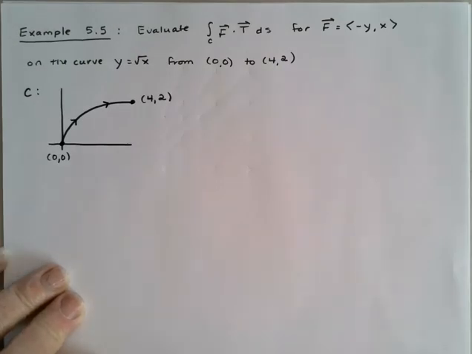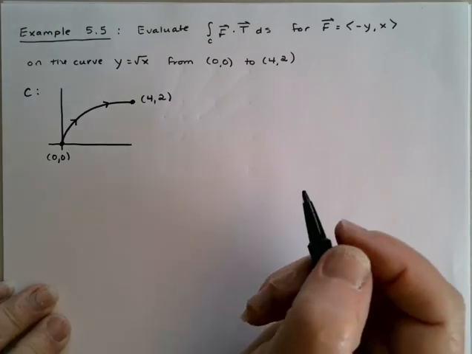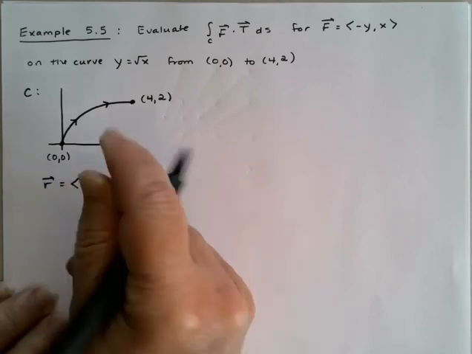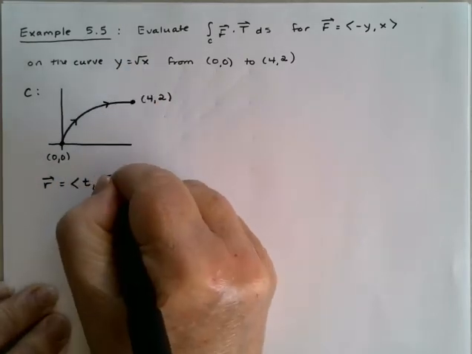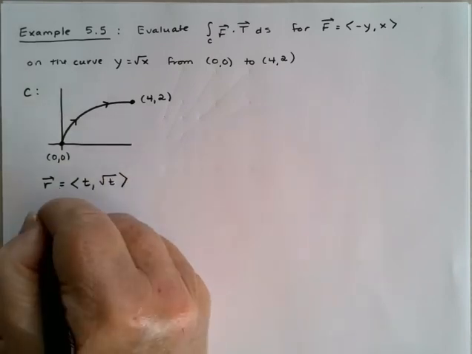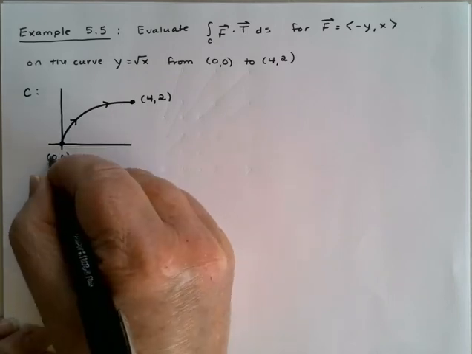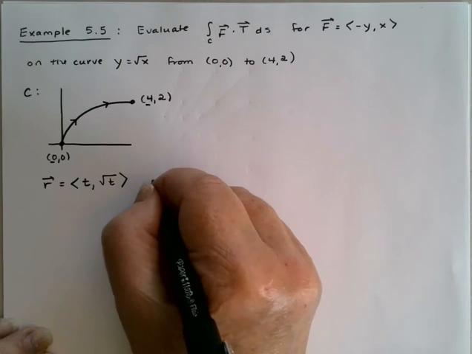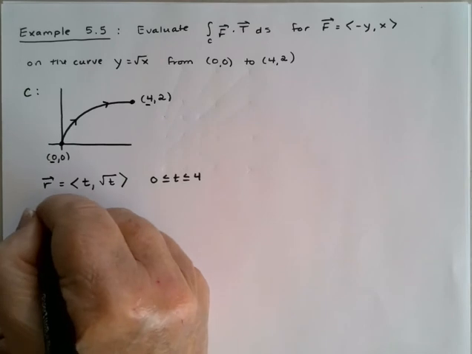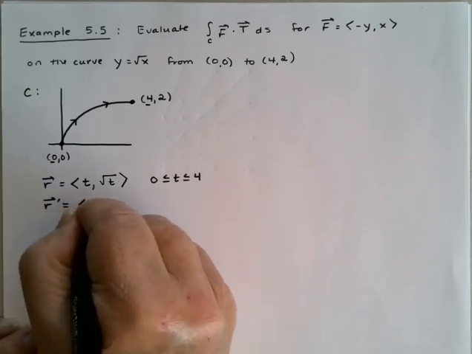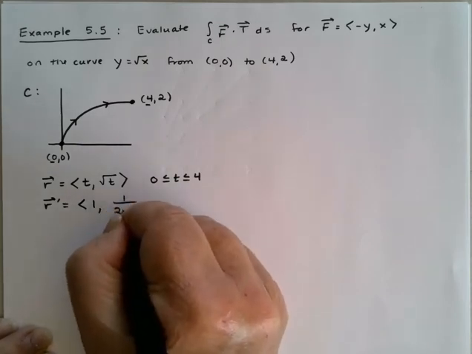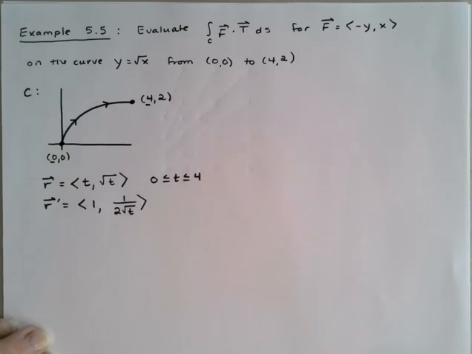And once again, I have to start by parameterizing. So in this case, just letting x equal t is probably going to be my best bet. And that means y would be the square root of t. Since x is equal to t, and the x values go from 0 to 4, that means my t values will go from 0 to 4. R prime, my derivative, is 1 and 1/2 t to the negative 1/2, or 1 over 2 square root t.